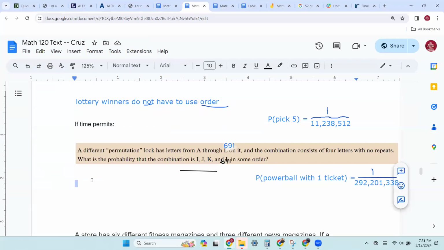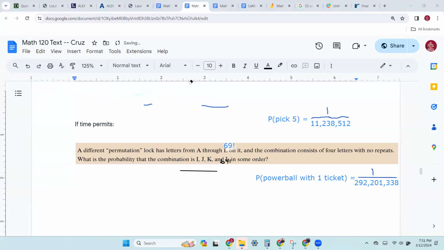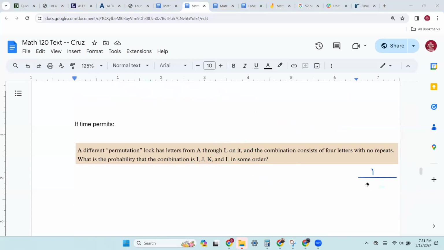So here's another one that's a different kind of lot. It's still the same principle, but you're going to get your numbers in order. All right. A different permutation lot has letters A through L on it. And I think I've seen some of these that do have letters. And the combination consists of 4 letters with no repeats. All right. So how many letters is that? That's 12.